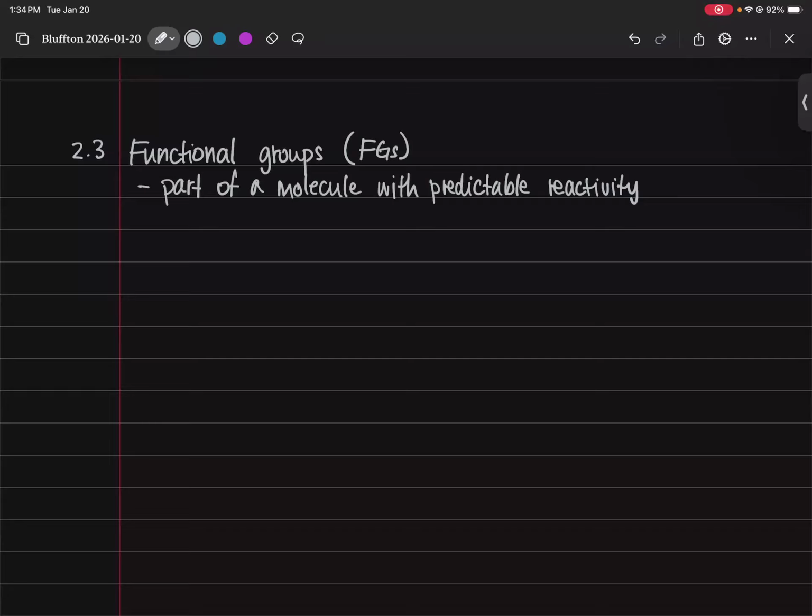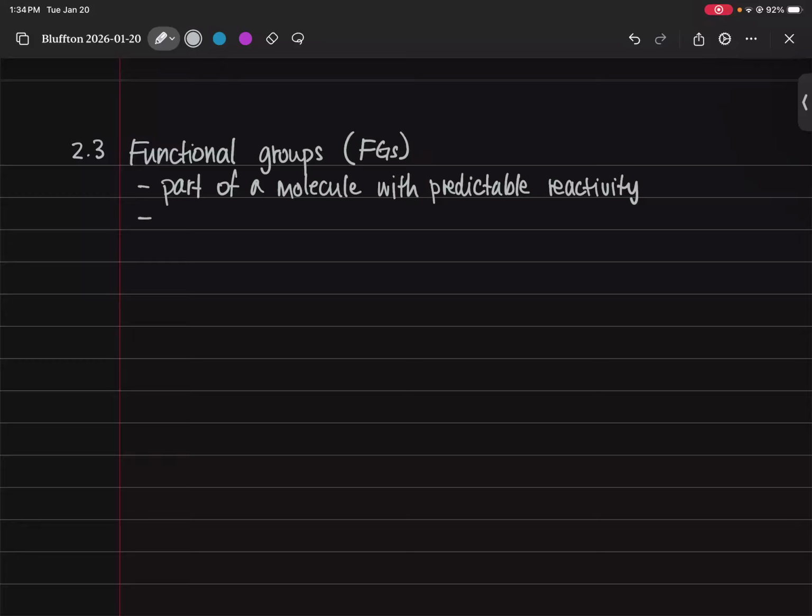Now, that's really vague, and it's vague on purpose because really any part of a molecule that you want to talk about, you could call that a functional group. We're going to see that there's a relatively small, I don't want to say relatively small because I'll get your hopes up, but a relatively small list of really common small functional groups that come up really often.